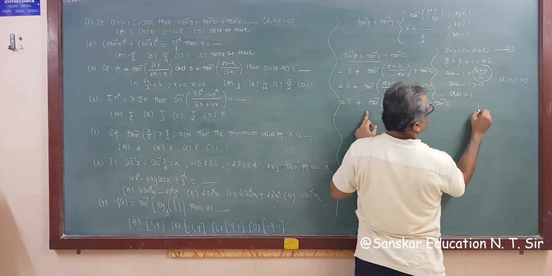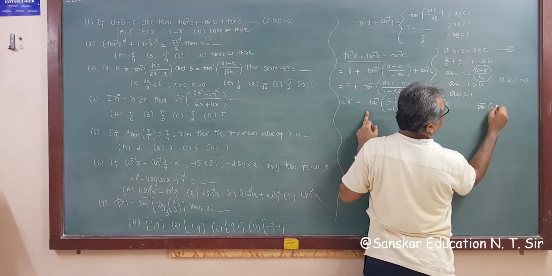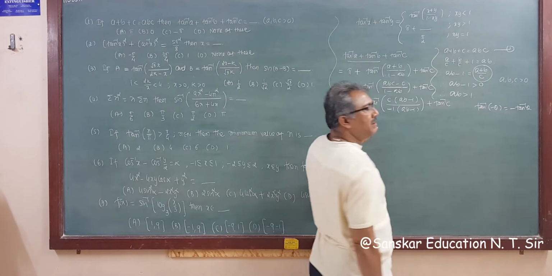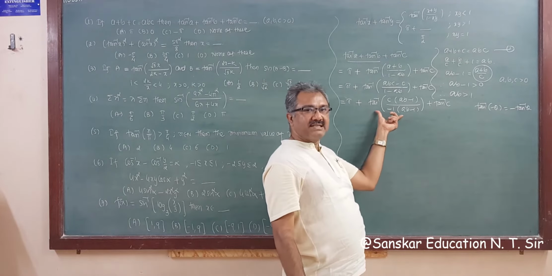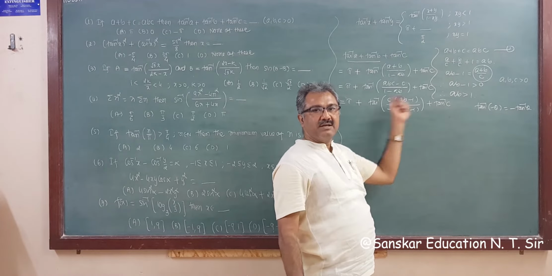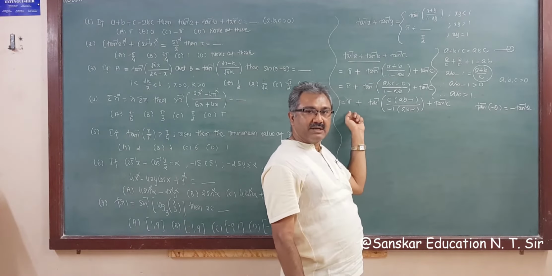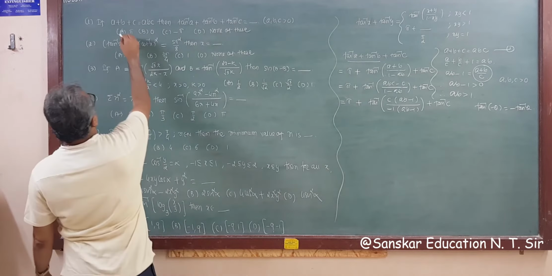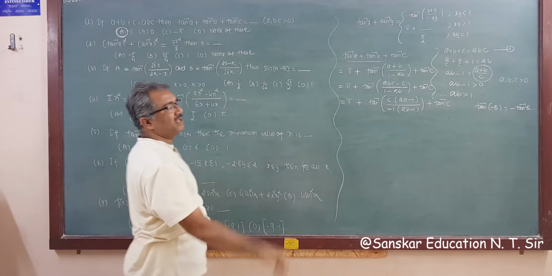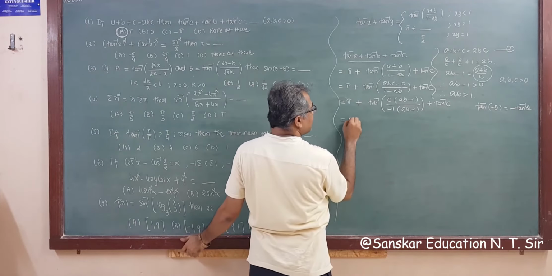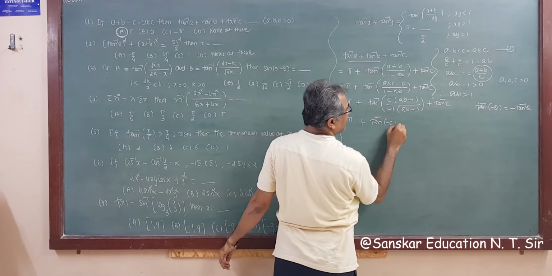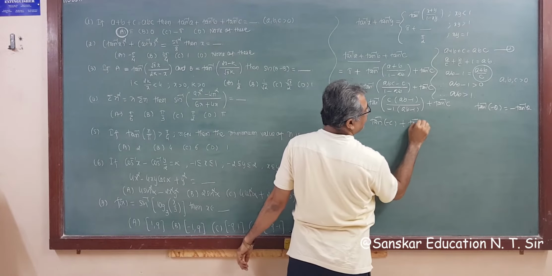You know that the answer of tan inverse of minus theta is equal to minus tan inverse theta. So this becomes minus tan inverse c, and this is plus tan inverse c. Your answer will be pi. That is, option A is the correct answer. So this is pi plus tan inverse minus c plus tan inverse c.